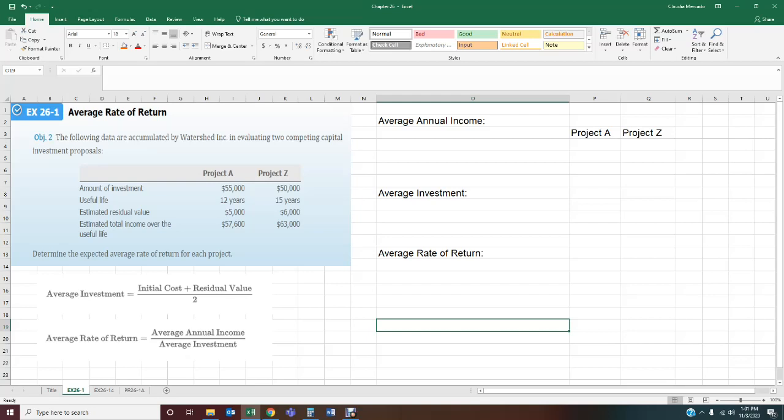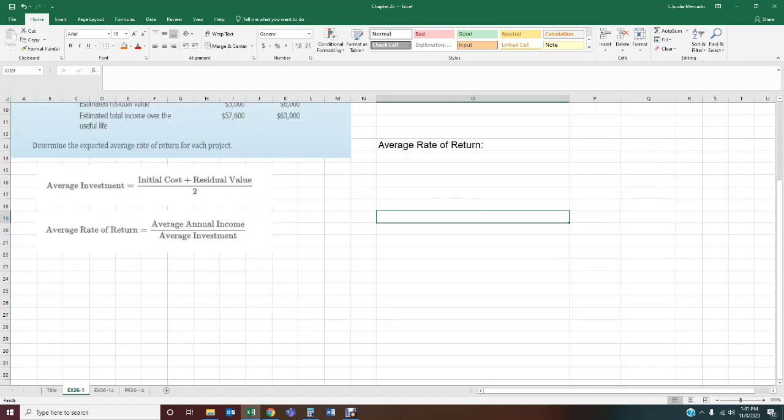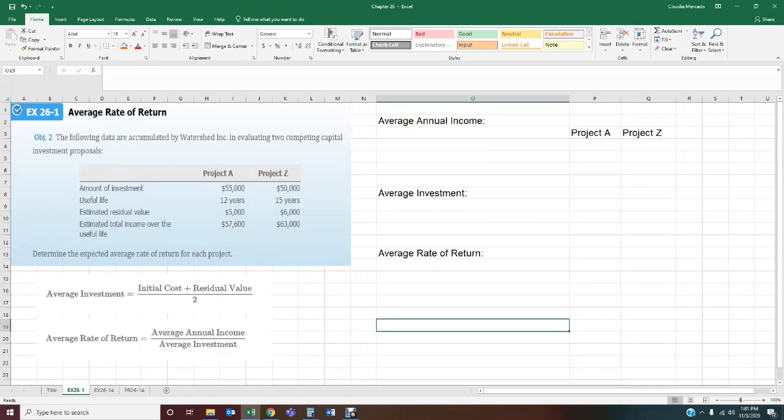Now, your textbook gives you the average rate of return formula. I've included it down here. The average rate of return is your average annual income divided by your average investment, okay? So I've broken down the categories into my average annual income, which is the top part, over the average investment, which is going to be your denominator, to be able to finally use the formula for my average rate of return. Okay, so the first thing we have to calculate is your average annual income.